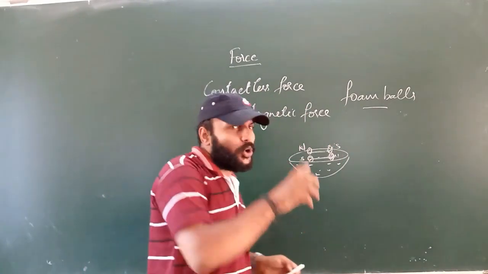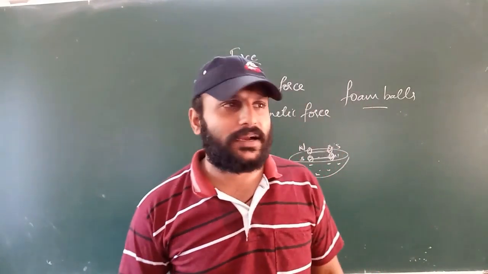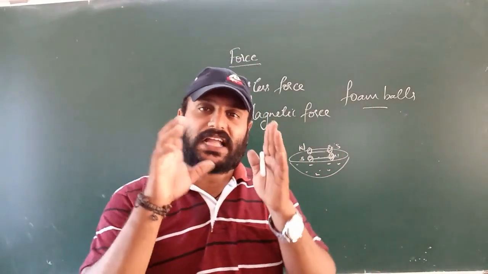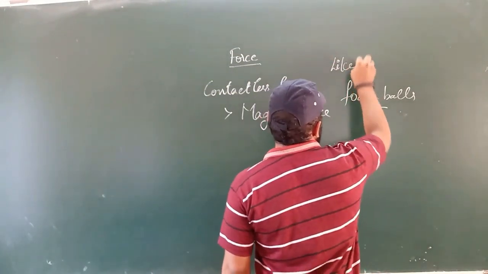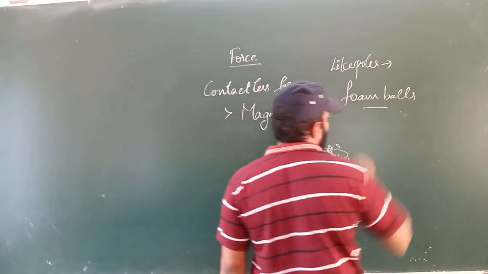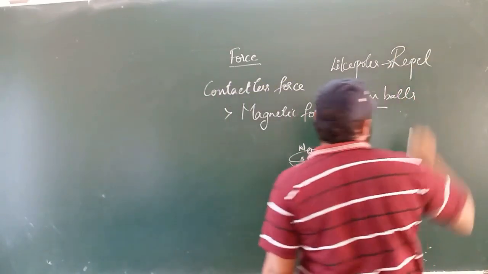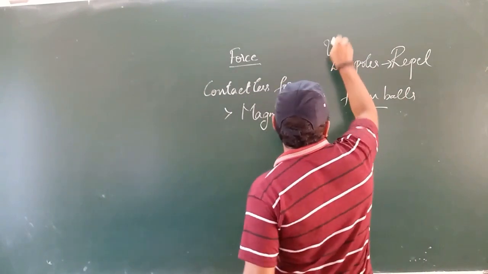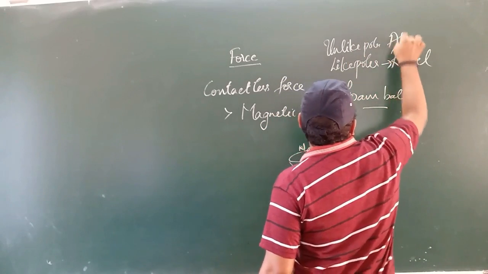In the lower classes we have already learned the properties of a magnet. What is the important property of a magnet? Like poles repel, and unlike poles attract.